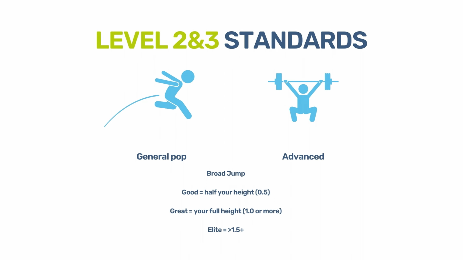For the level 3, we can take it a step further, and we can say that there are higher standards, so we can go right up to what would be excellent. And to simplify that even further, what we'd say is that if half and full is good, then we can say elite would be 1.5 or more. So if somebody can jump their height and a half or more, then they're elite. We're unlikely to encounter many people that can do that. That's why we would say good is half your height, great is full height.